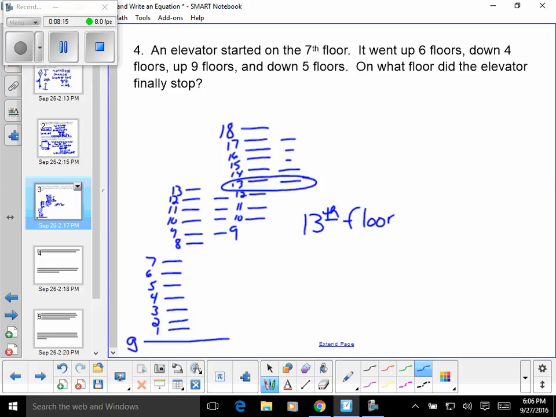Just want to point out to you that some tall motels and buildings don't have a 13th floor. They skip that. They go from 12 to 14. They think that 13 is a very unlucky number. So some buildings don't have a 13th floor, but our building does, because we don't believe in luck.